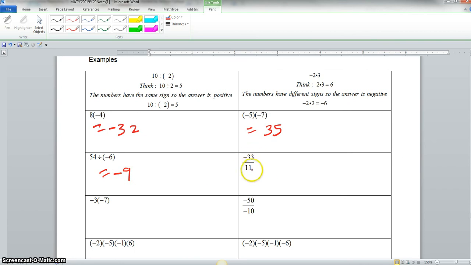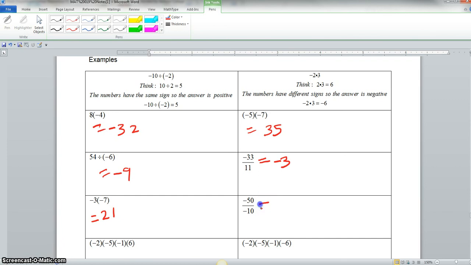Next, we have negative 33 divided by 11. We'll think 33 divided by 11, which is 3. And since one of these signs is negative, we'll write negative 3. Now, we have negative 3 times negative 7. We think 3 times 7, which is a positive 21. And since both signs are negative, it will remain positive.